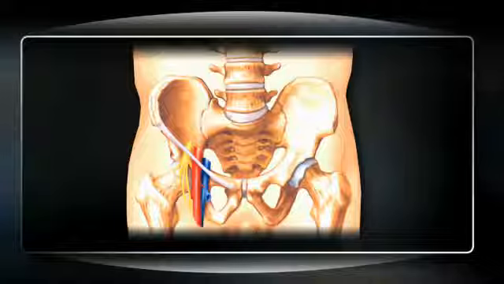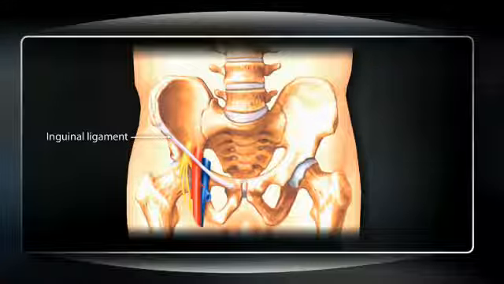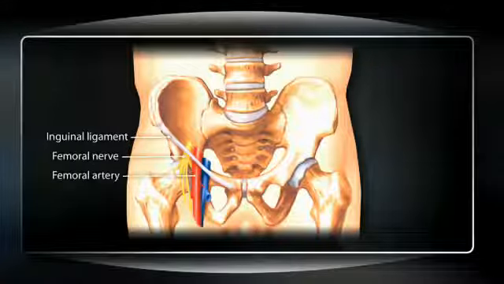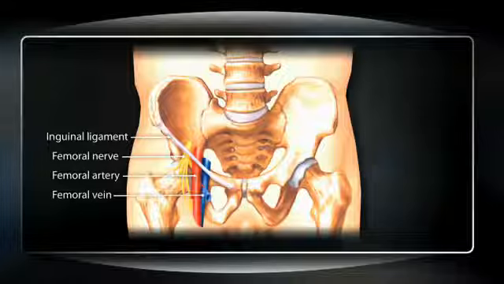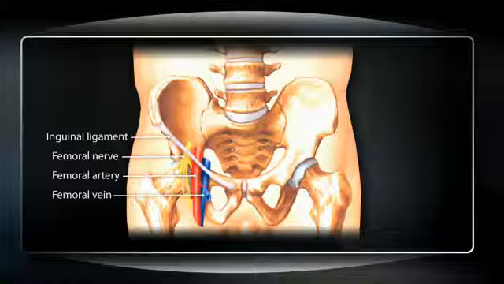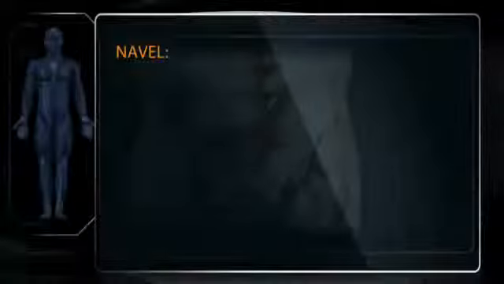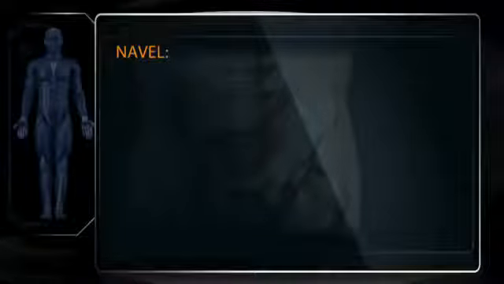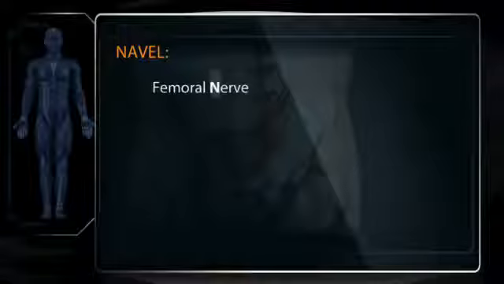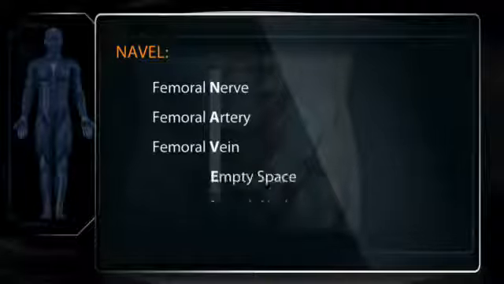Then, palpate along the inguinal ligament. Here, the femoral nerve, artery, and vein bisect the overlying inguinal ligament, while the lymph nodes lie medially. The mnemonic NAVEL may help you remember the lateral to medial sequence of nerve, artery, vein, empty space, lymph node.